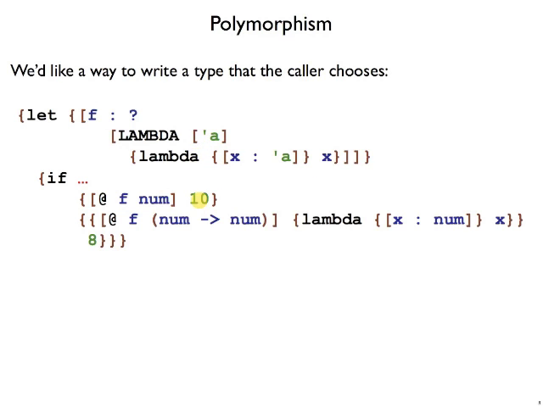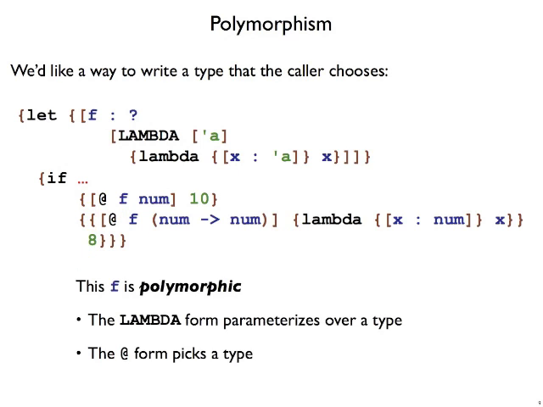So that's fine. And here we use f again, but this time with num arrow num, which means it takes a function from numbers to numbers and gives us back a function from numbers to numbers that we can apply to 8, and so on. So f isn't really a function anymore, it's a polymorphic function, or a type abstraction over a function. In general, we're going to use big lambda to parameterize an expression over a type, and we will match big lambdas with @ signs when we want to apply polymorphism.